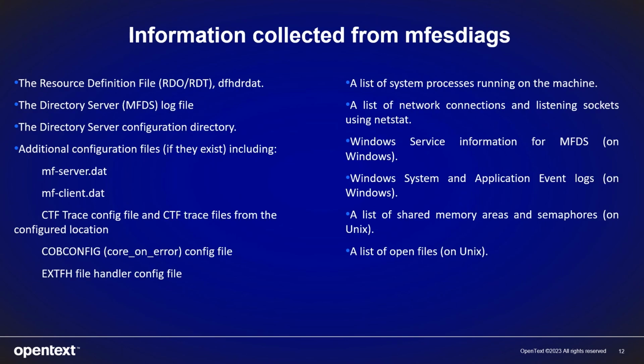Further information that's collected from mfesdiags includes such things as the resource definition files, the directory server log files, directory server config files, any additional configuration files such as mfserver.dat, mfclient.dat, the consolidated trace configurations, cobconfig, the extended file handler xtfh config files. Also, it shows a list of system processes running, a list of network connections, any Windows services information, Windows system and application event logs.